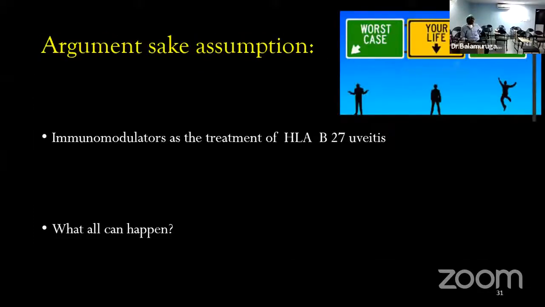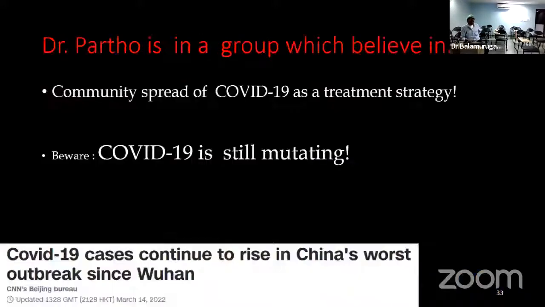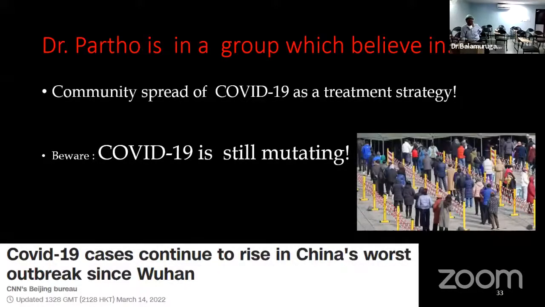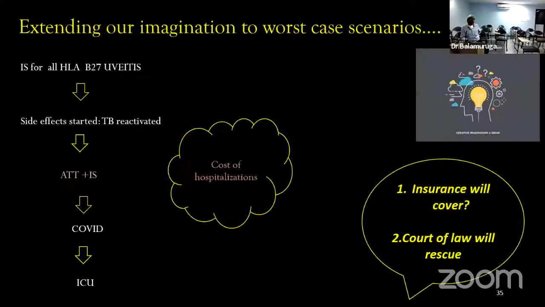For argument's sake, let us assume immunomodulators are the treatment of HLA B27. What all can happen? This was a recent article by Jessica Santa which warned of a higher risk of COVID infection. Dr. Pato, I think, believes in community spread of COVID as a treatment strategy. Beware, COVID is still mutating and China is still under lockdown. So we should not have selective amnesia when we are having double pandemics, TB and COVID, and we went back several decades in TB control.